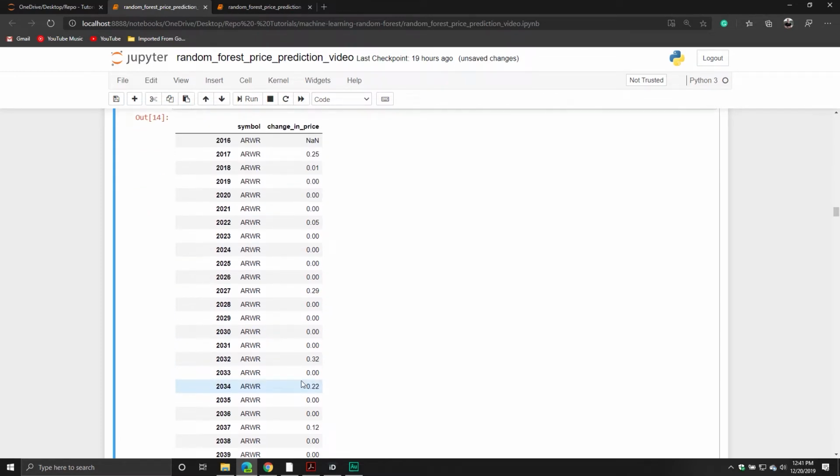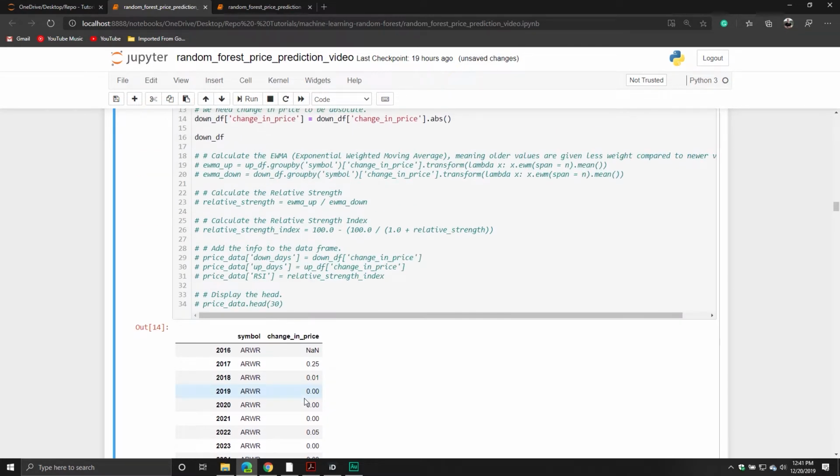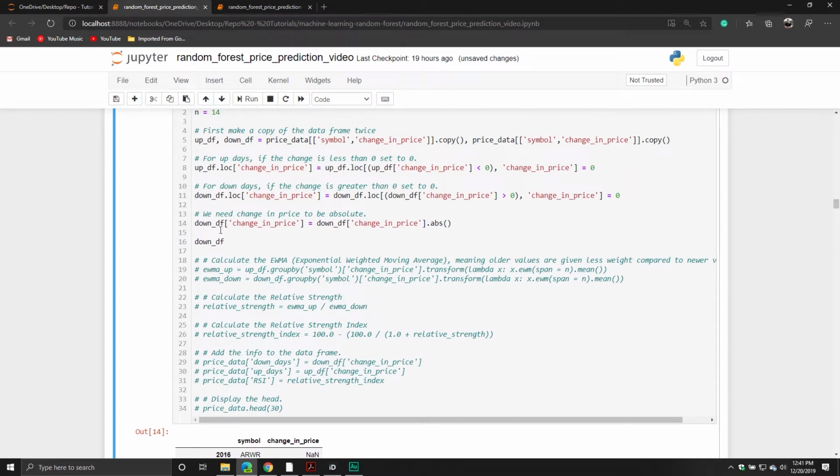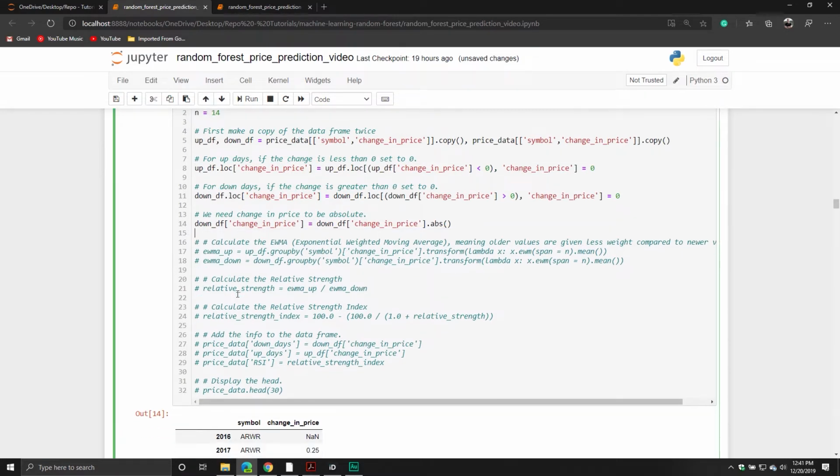So now everything is correctly done. So that's pretty good. From here, what I'm going to do is calculate my EWMA. For the relative strength formula, we have to calculate the exponential weighted moving average for the last 14 days.